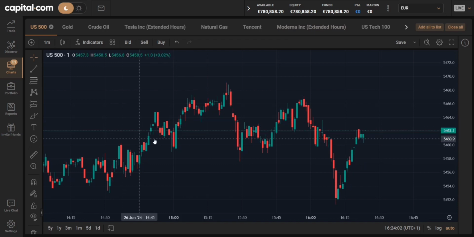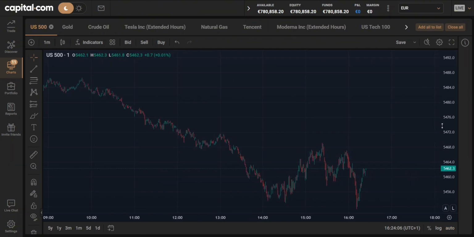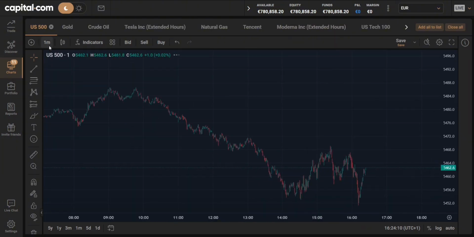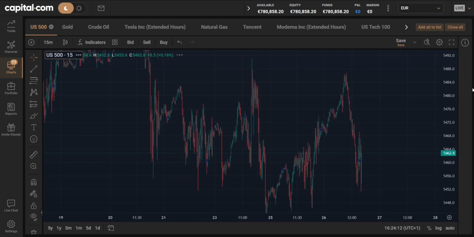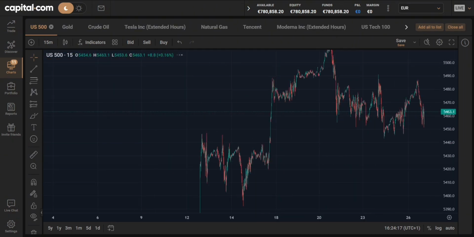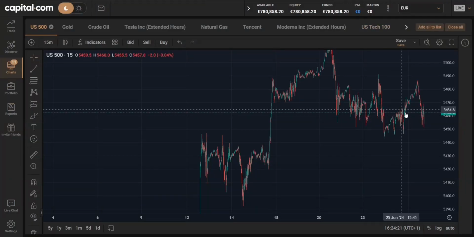So with that said, I think right now, taking a look at the live markets on the US 500, we can see that it's sitting around 5,460. So what we're going to do here is most likely, based off of this information that we've received from Solvent GPT, make our own analysis. So now that we've gotten a bit of an insight about what's happening, we can see that potentially we're going to see a downturn today.